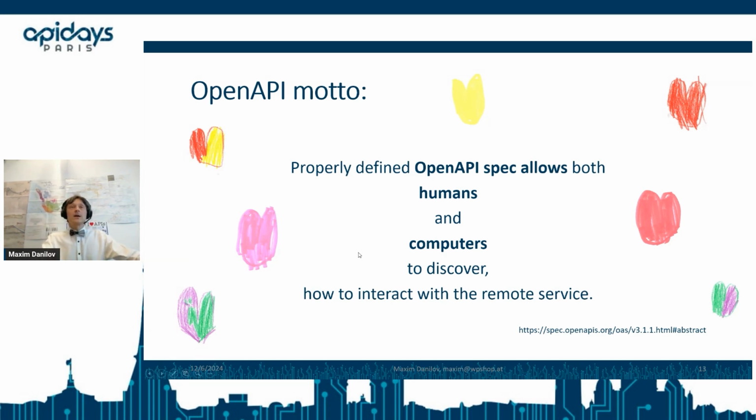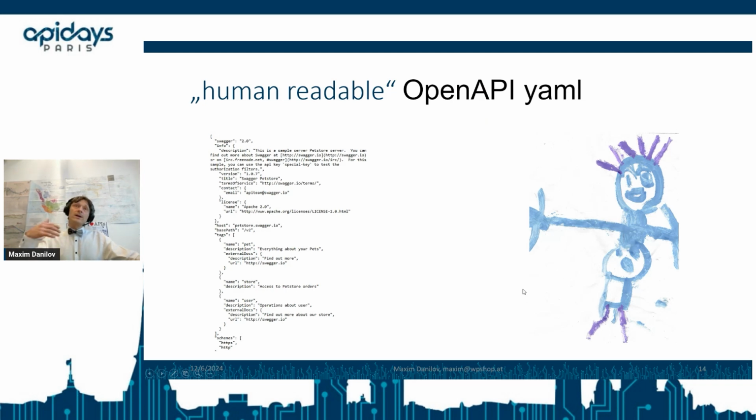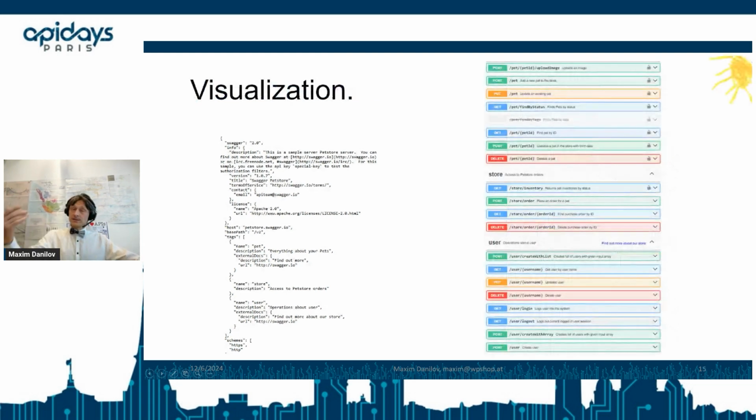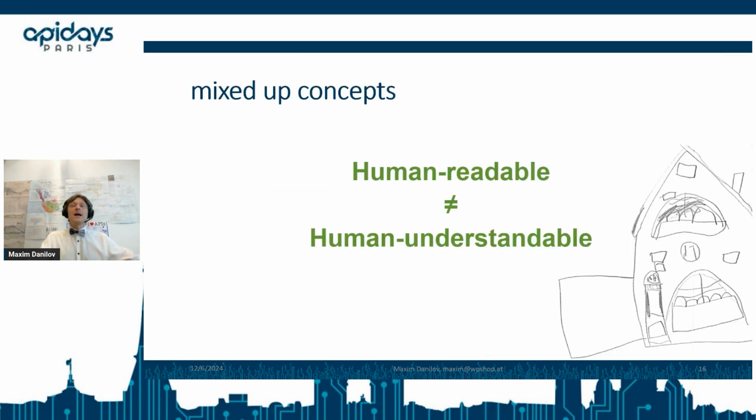to discover something. What about humans? If I open a human readable OpenAPI YAML, in reality, it's not readable. We also have some visualization tools, but they are also not easy to read, not easy to understand what happens there. Because it's usually big OpenAPI documentation, a big file, and it's too complex to understand. And this is a problem. I see this is a mixed up concept. Human readable is not human understandable.